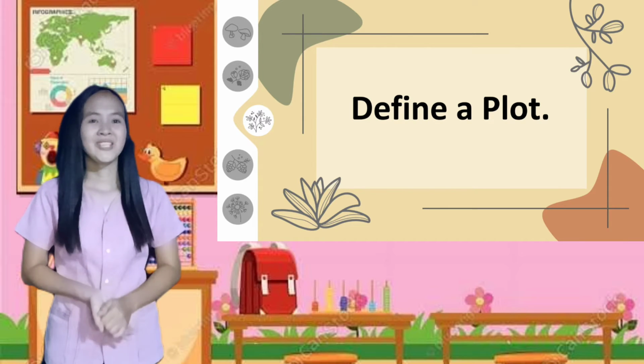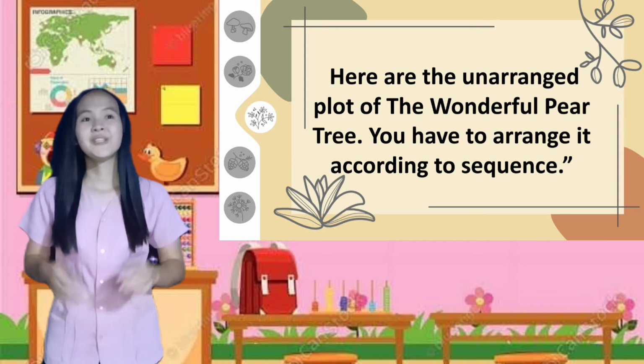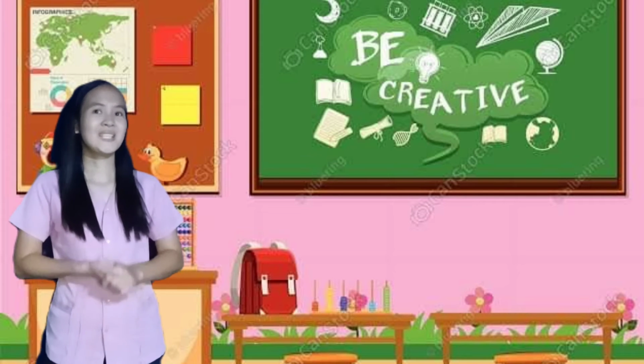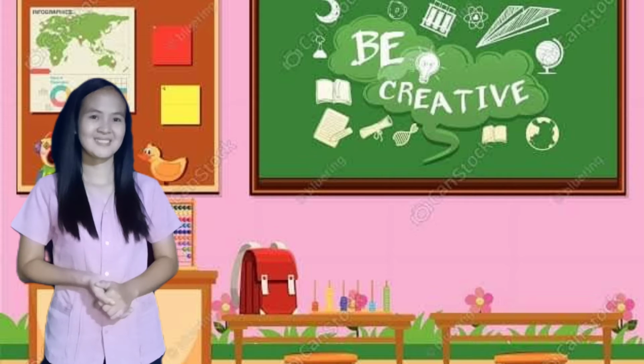So, I have here the unarranged plot of The Wonderful Pear Tree. You have to arrange it according to its sequence. So class, let's arrange the sequence of events.